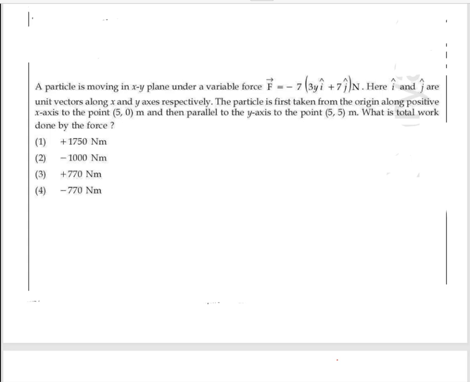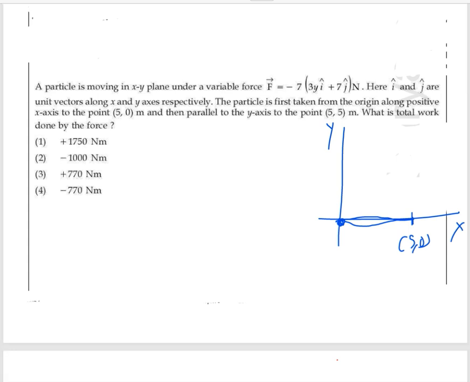The question is saying that a particle is moving in the xy plane under a variable force F equal to minus 7 3 y i cap plus 7 j cap Newton, where i and j are unit vectors along the xy axis. The particle is first taken from the origin. So we'll draw the figure. It is the x y axis, this is the x axis. The object starts from the origin, from here. First it will move along the x axis up to 50. Let this point be 50.